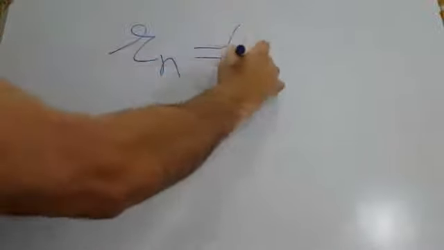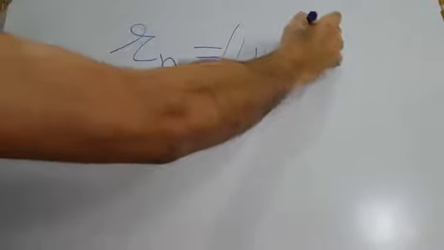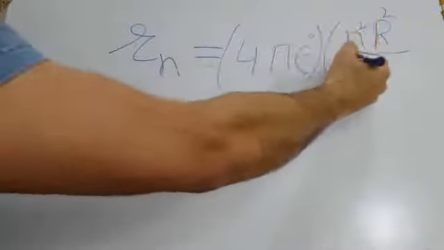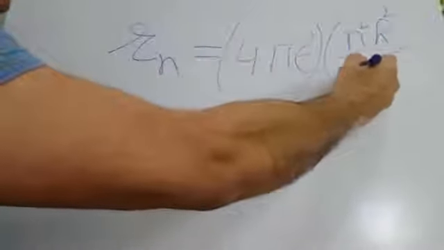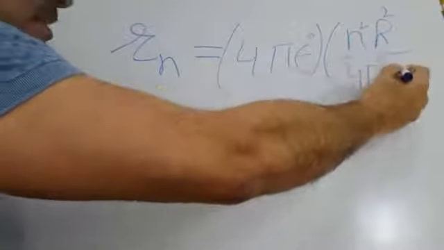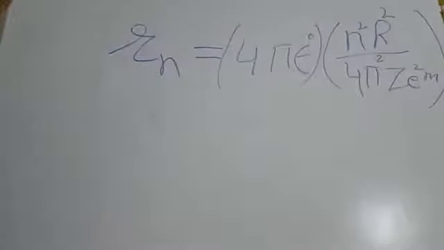Rn, he calculated, is equal to 4 pi epsilon 0 n square h square upon 4 pi square z e square m. This was the equation he derived.